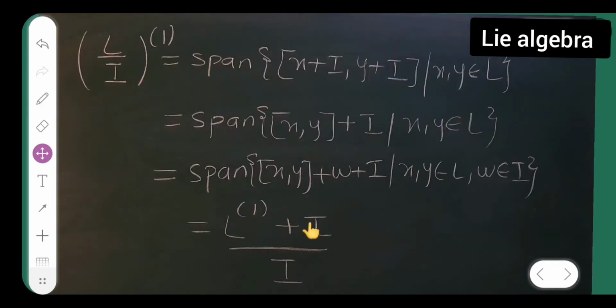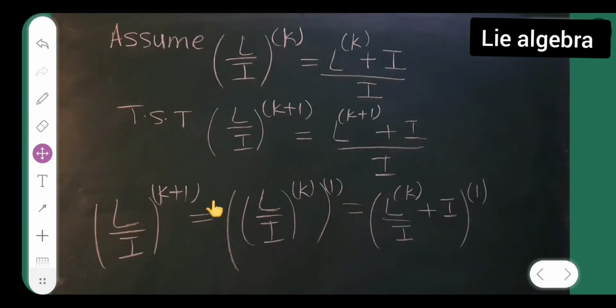Next, you all have to assume that (L/I)^(k) is equal to (L^(k) + I)/I. Now to show that (L/I)^(k+1) is equal to (L^(k+1) + I)/I, I have to show that this is equal to this. Take this part here, which is equal to nothing but (L/I)^(k) raised to power of 1, which is equal to (L/I)^(k).